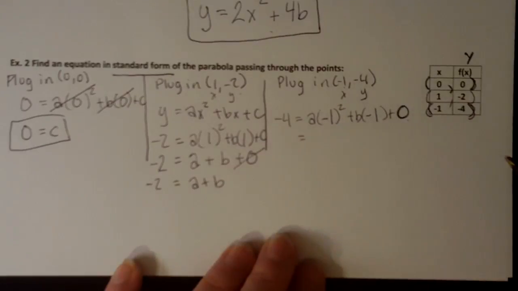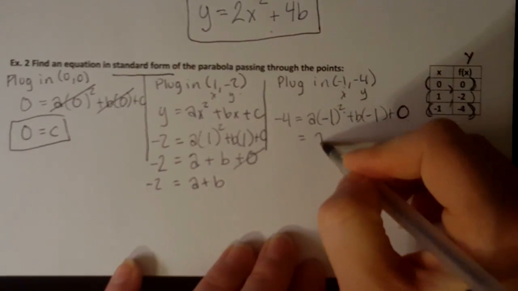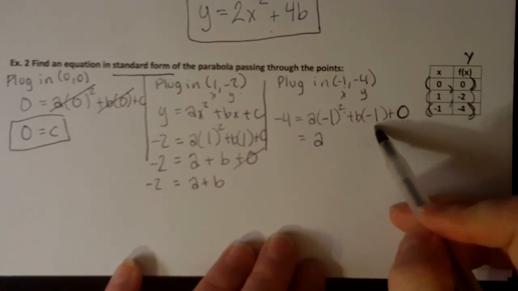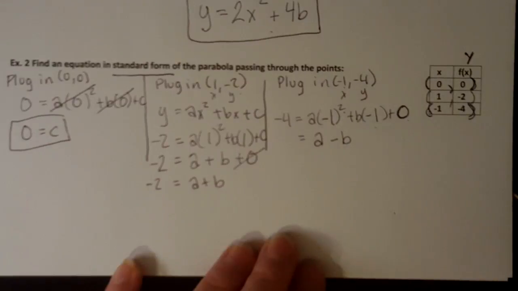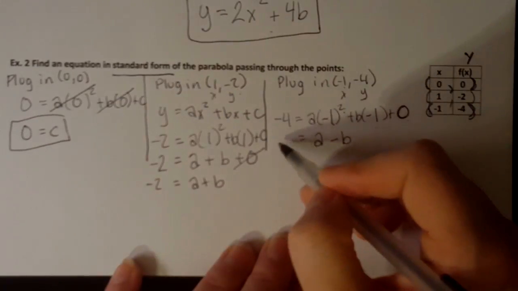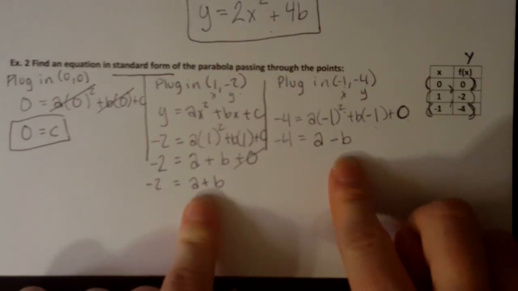Again, doing parentheses and exponents first, -1 squared is positive 1a. b times -1 is negative b. Writing a plus 0 is a little redundant, so I'm not going to do it. Bringing down the -4. If you have two unknowns, a and b are unknowns, we need two equations in order to solve for the unknown.